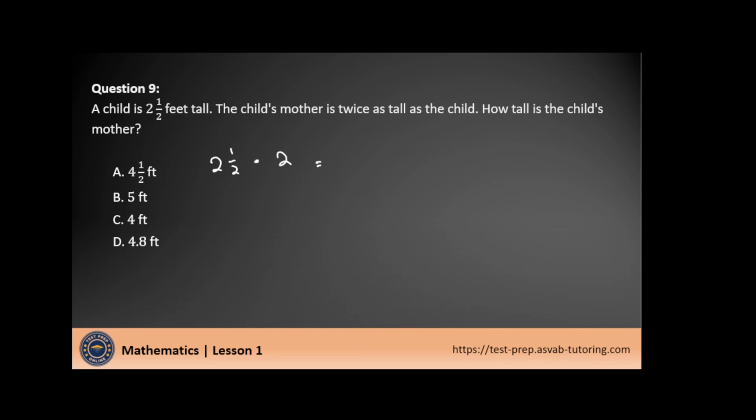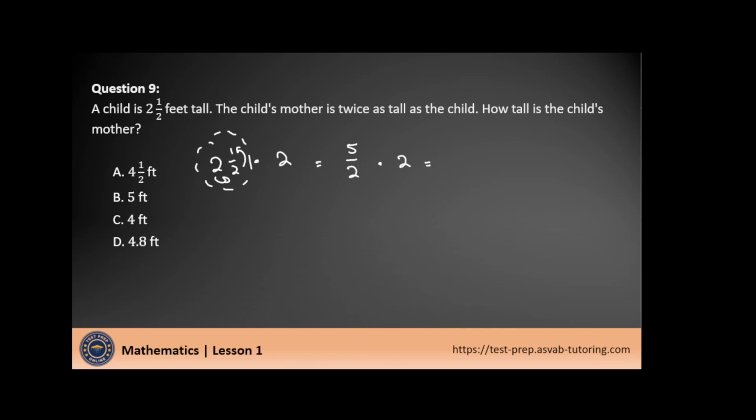We want to multiply fractions. We typically want to turn this into an improper fraction. Just makes it easier to work with. So we'll do 2 times 2 is 4. 4 plus 1 is 5. So we have 5 over 2 times 2.